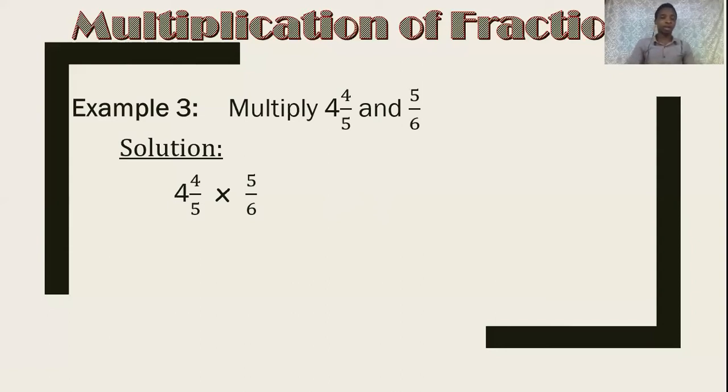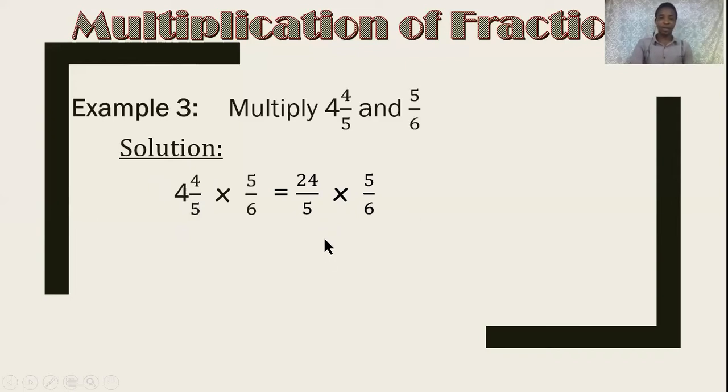So I would have to change my 4 and 4 over 5 to an improper fraction. How do I do that? Very simple. 5 times 4, this 5 times this 4 whole number, that's 20. Then 20 plus the numerator, that's 24 over 5 times 5 over 6. So I'm having 24 over 5 times 5 over 6. Now that it is in this form, I can do my VD check.